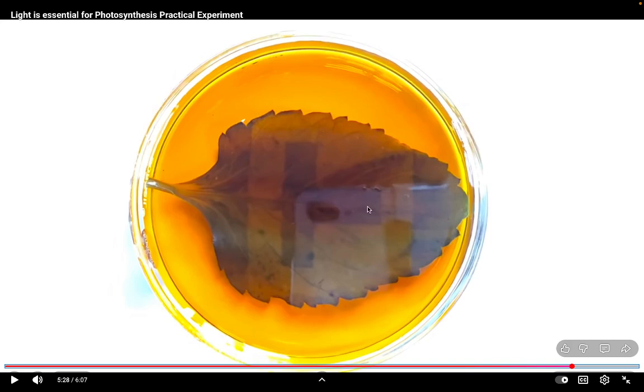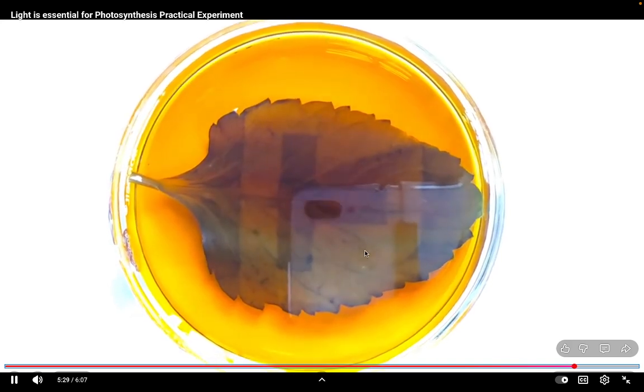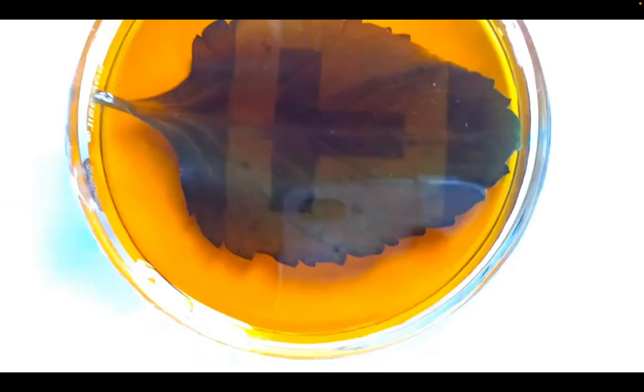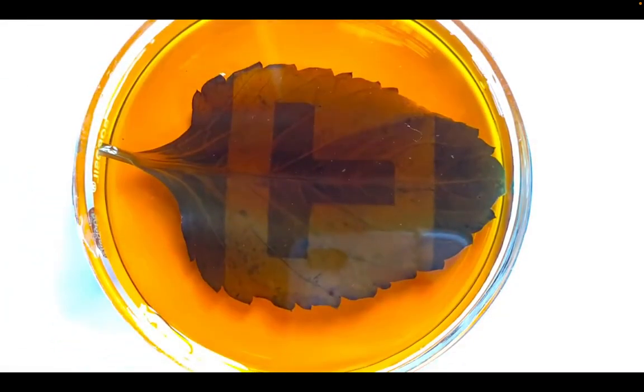That means there is a need of light for photosynthesis to happen. Where we didn't have light, we can see the color that we have right there. I think it is clear, right? The part which was covered by the black paper, however, does not show any significant change in color except for a faint brown iodine color.